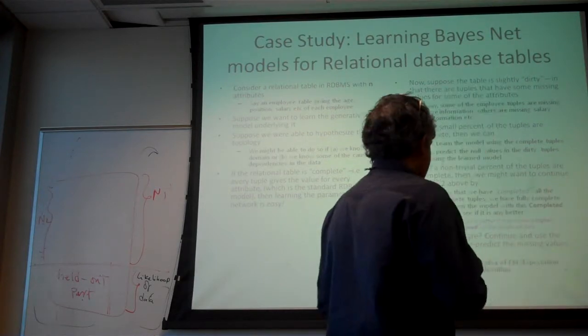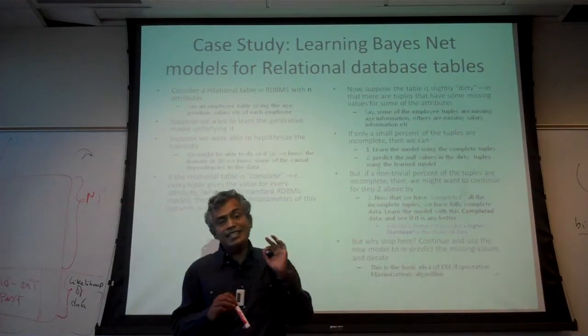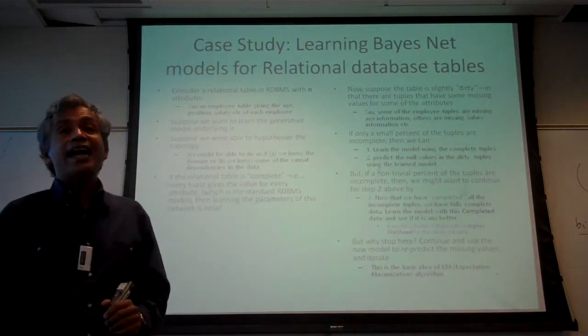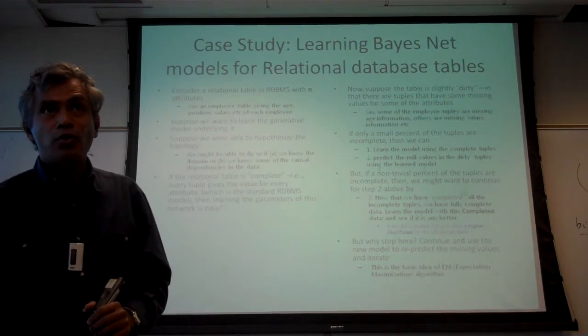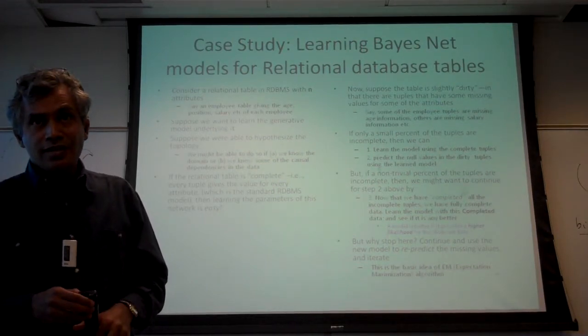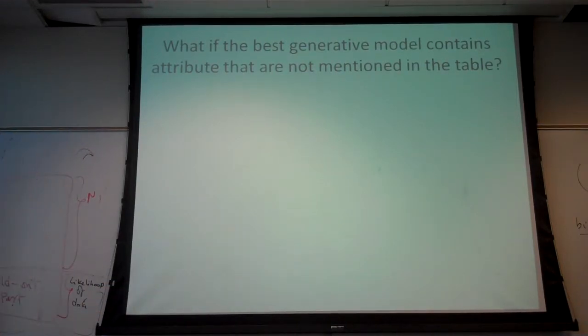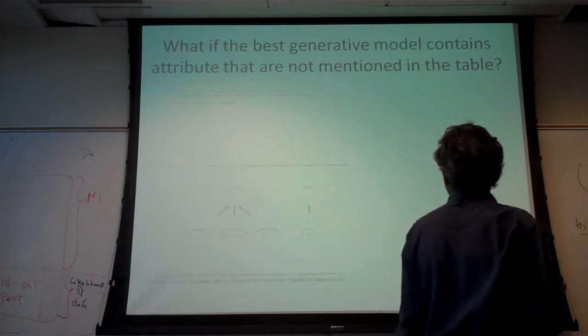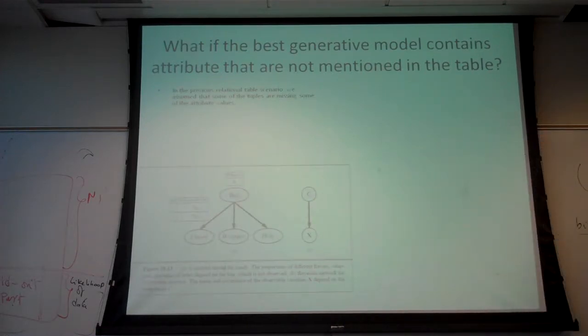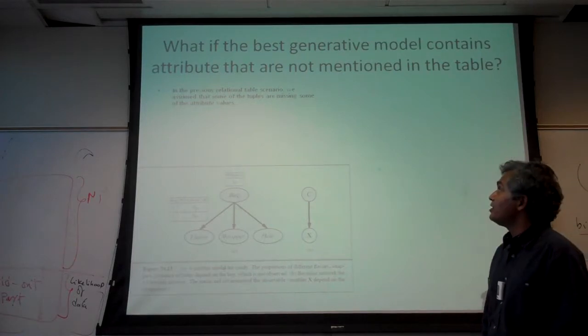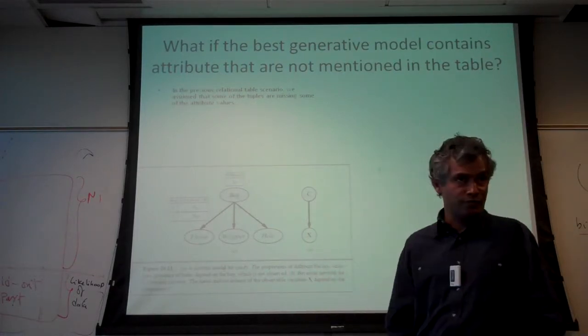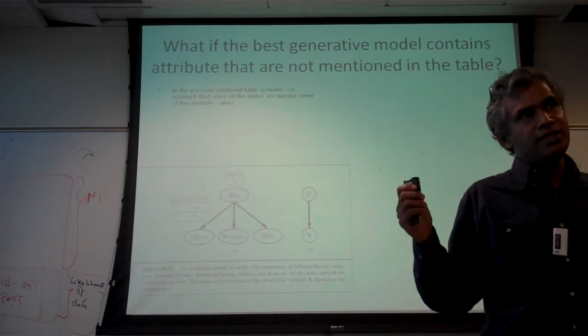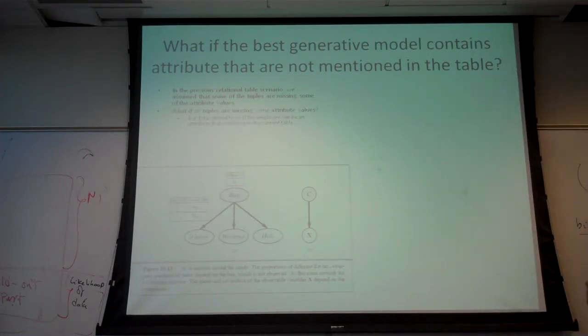Okay? In this case, the data is not complete in an easier scenario, in the sense that you at least know all the attributes, but some of them don't have values for some of the tuples. This is the easy reason for using EM. But if I continue this example, then I get the true reason for using EM. In the previous relational table scenario, we assumed that some of the tuples are missing some of the attribute values. That is what we assumed until now. But what if all tuples are missing a particular attribute's value?